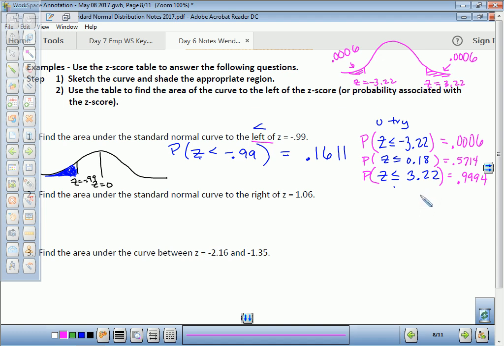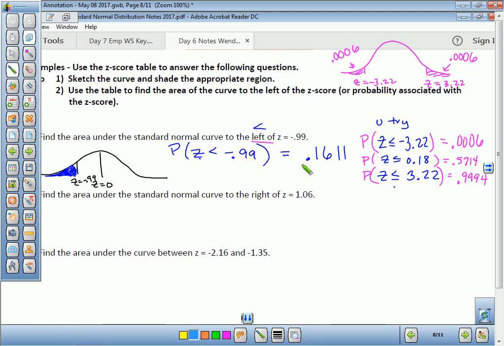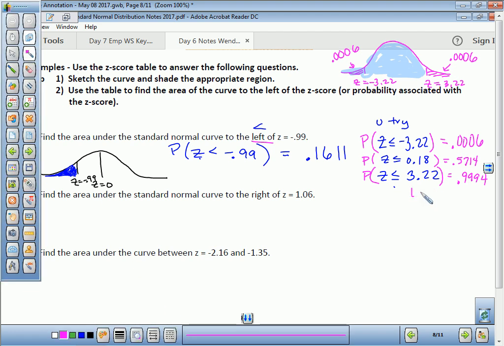Now, why is the number different? Okay, because I accidentally said to the right to start with. I didn't mean that. If we are solving this one, a z-score that is less than or equal to that, when we're less than, what we're looking for is all of the area to the left. So it would basically be that number minus the 0.0006. So what this is, is 1 minus that 0.0006.